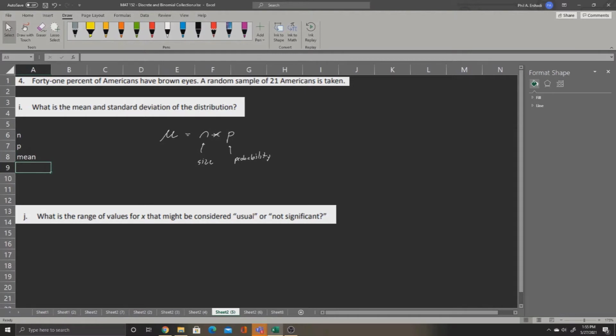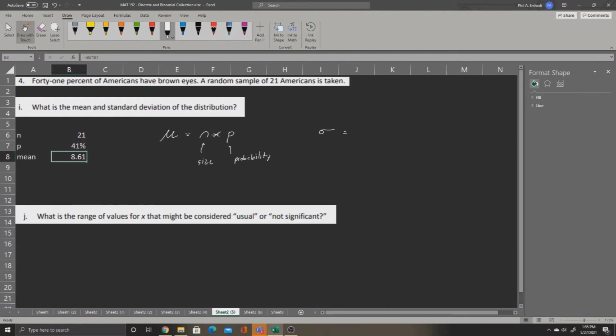So we'll put labels in column A once again. Our n is still 21, and our p is still 41%. All we need to do is say equals the n multiply p. When we press enter, we'll find a mean of 8.61. For the standard deviation, we have a new equation.